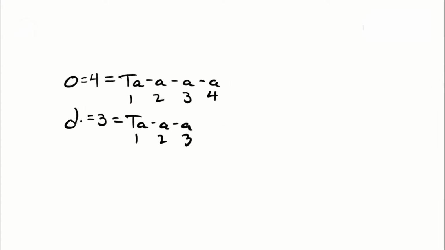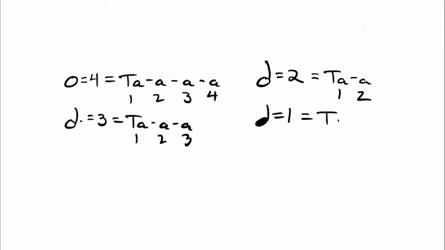Then we get down to the half note. Gets 2 beats, and that would just be ta. What do you think? Ah. 1, 2. And then now we have our quarter note, which just gets the 1 beat. And we just say ta for that. So ta, ta, ta, ta.